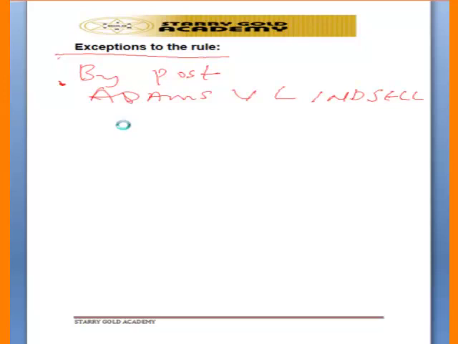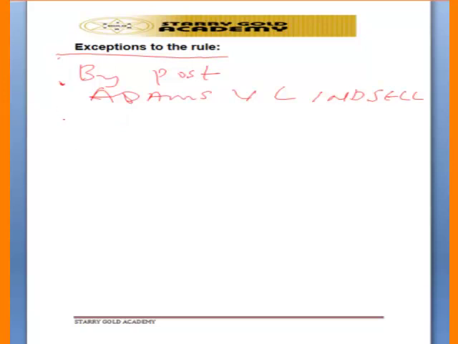So that is what we mean by post. Communication of acceptance is not only when the offeror gets the letter, but when the letter is posted by the offeree. That is what constitutes communication in the postal rule.